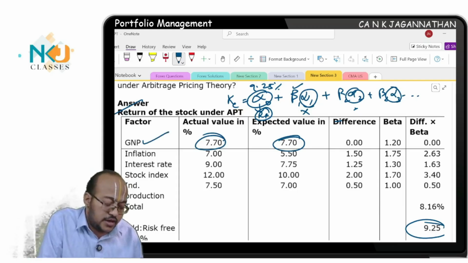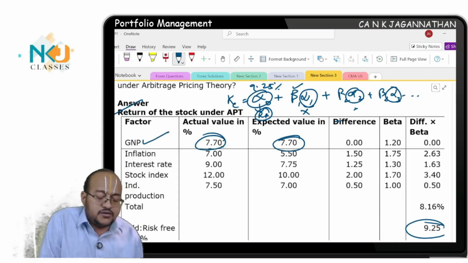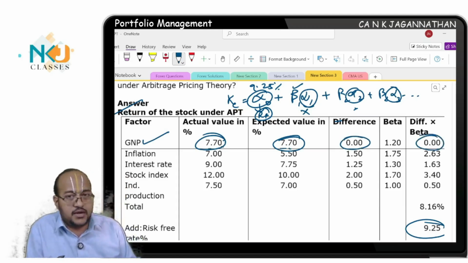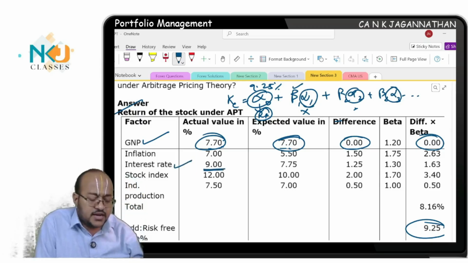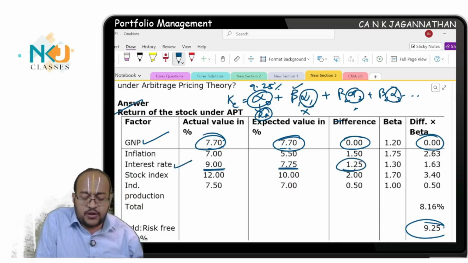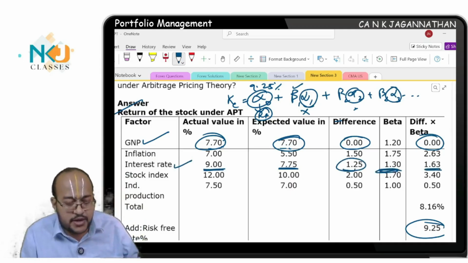Expected first, take GNP for discussion. 7.7 minus 7.70, into beta, you will get 0.0. Are you all understanding? Weighted by beta. Next, interest rate: 9 is the actual value, expected value is 7. The differential amount is 1.2, beta is 1.3. Are you all understanding? The difference is 1.63.